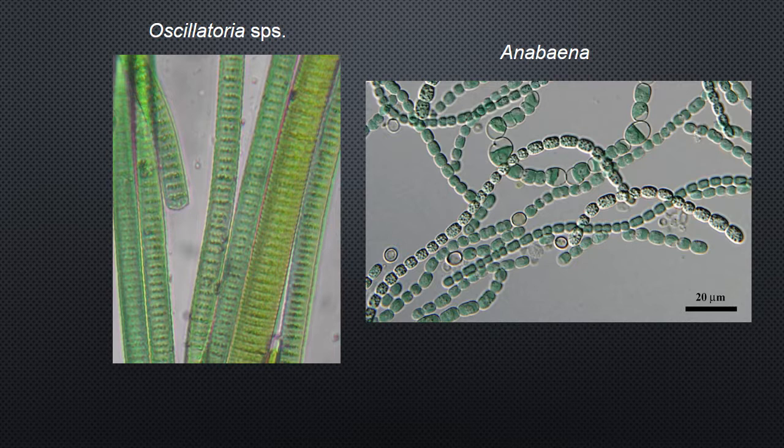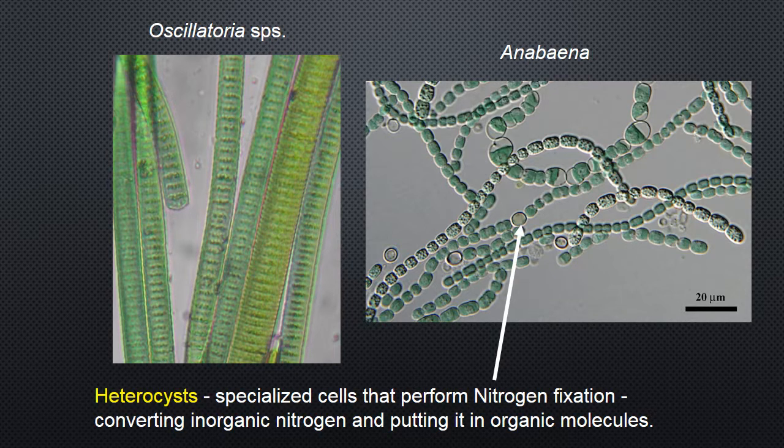Okay, and here are the two filamentous cyanobacteria that we saw in lab, the Oscillatoria and the Anabaena. And so specifically in our Anabaena, we had two different cell types. Let me get my little pointer here. So most of them are just vegetative cells. They go along happily photosynthesizing and producing sugars and oxygen. And then there are these specific cells right here called heterocysts, and they perform nitrogen fixation. So that takes inorganic nitrogen and puts it into organic molecules that can be used by the cyanobacteria.